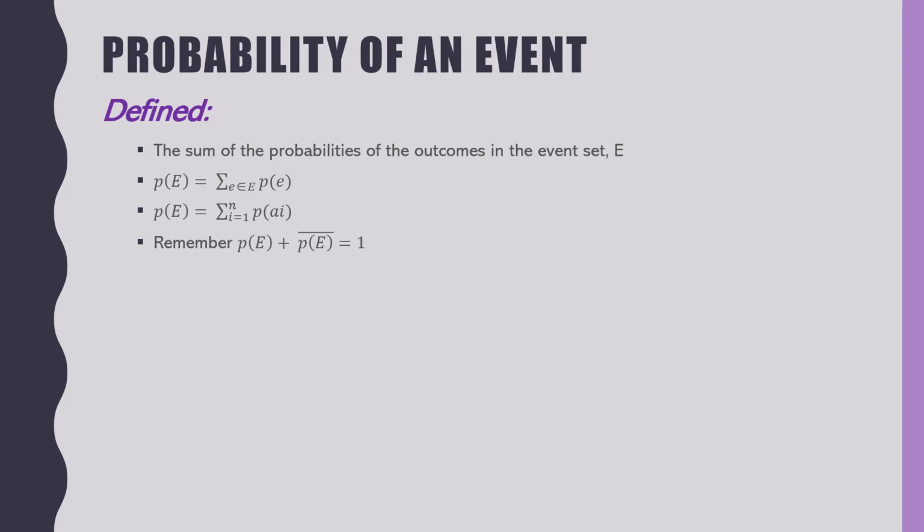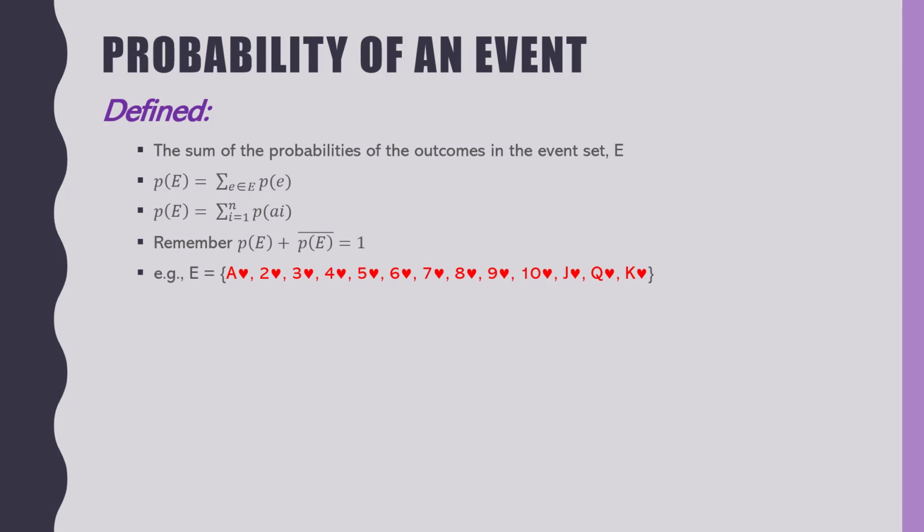Also, don't forget this. This is important to remember, right? The probability of the event occurring plus the probability of the event not occurring is equal to 1, which is why that first thing does not add up to 1. If you add up what we left out of the event, the 2, 4, and 6, plus the probability of the 1, 3, and 5, that will add up to 1.